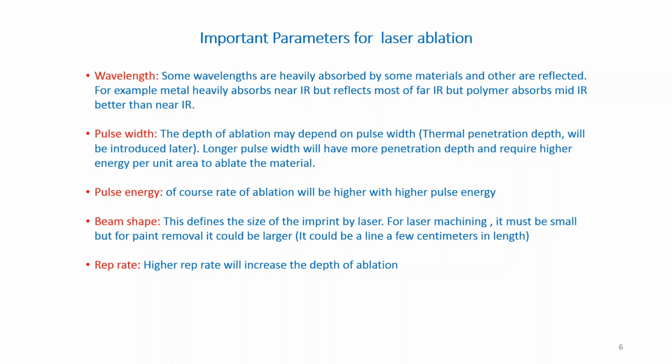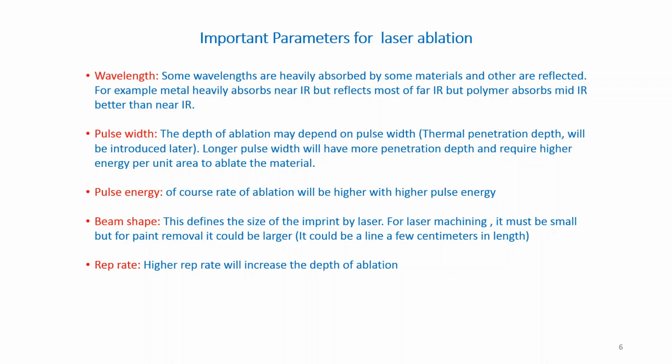Then the pulse energy, of course, when there's more pulse energy, there's more ablation because more material will be heated and removed. That is also expressed in the form of something called fluence, which is pulse energy per unit area. And that's also another parameter that we'll talk about later.